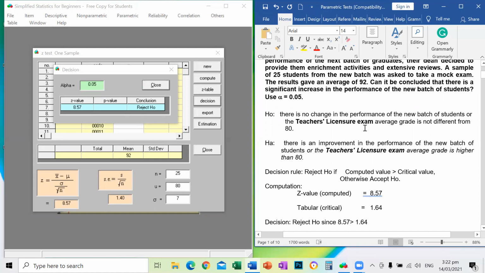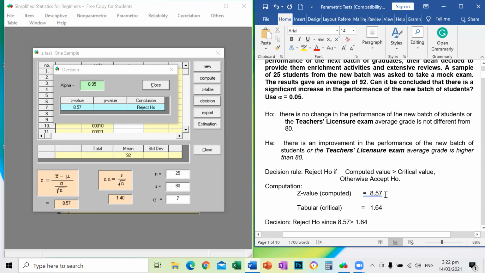H0: there's no change in the performance, or the teacher's licensure exam average grade is not different from 80. And then the alternative would be that there is an improvement, because the increase implies improvement. Or you can state your alternative as the teacher's licensure exam average grade is higher than 80.